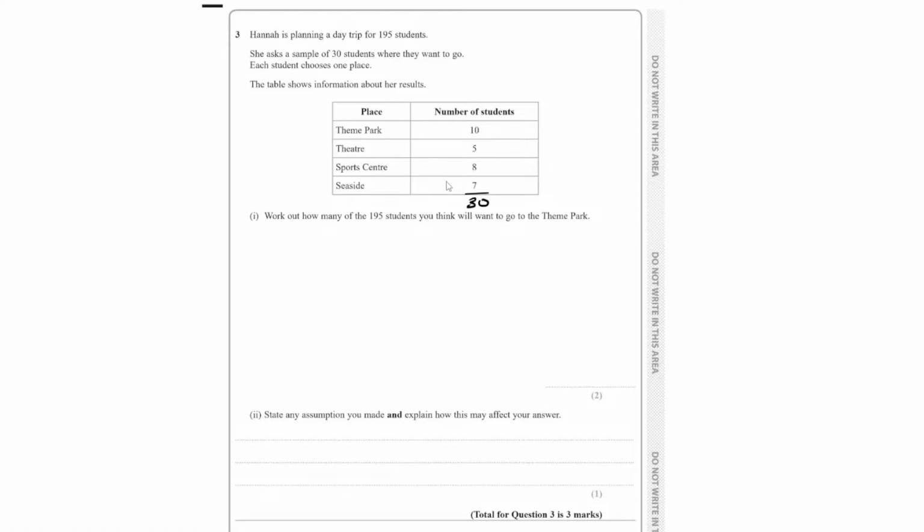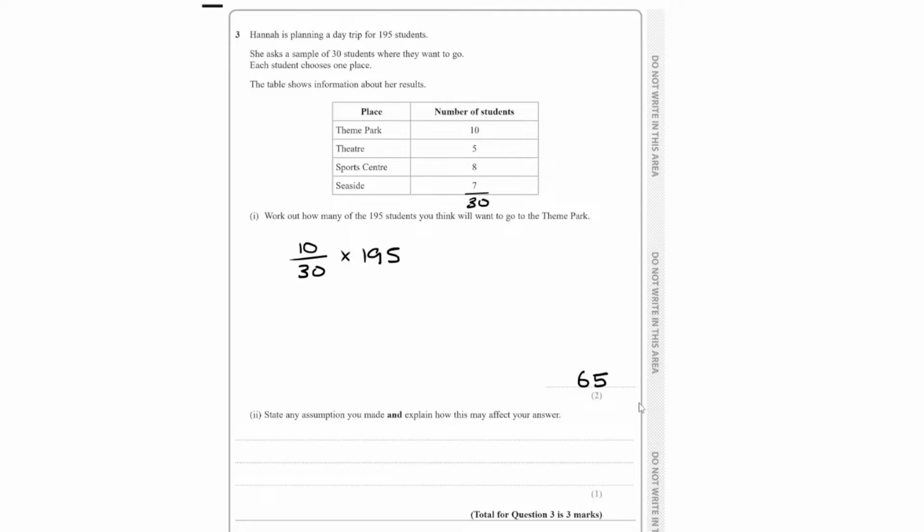So this is a sample representation situation. The theme park for the sample was 10 students out of 30. So we're going to assume that this same fraction of the students would apply to the 195 as well. So you just multiply it. It's effectively a third of 195, isn't it? 195 divided by 3. So you should get 65.